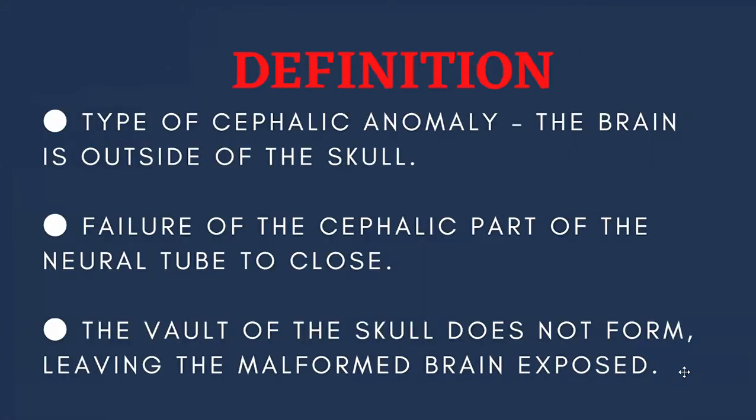Exencephaly. Okay, next slide, please. Definition: a type of cephalic anomaly where the brain is outside of the skull. There is failure of the cephalic part of the neural tube to close. The vault of the skull does not form, leaving the malformed brain exposed.